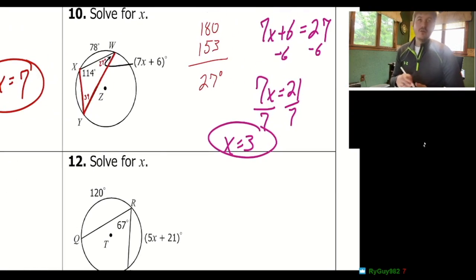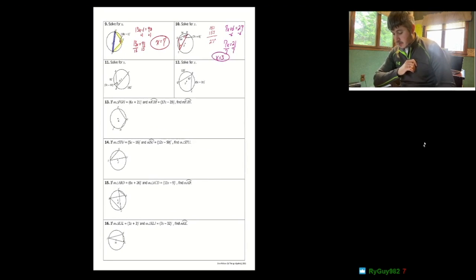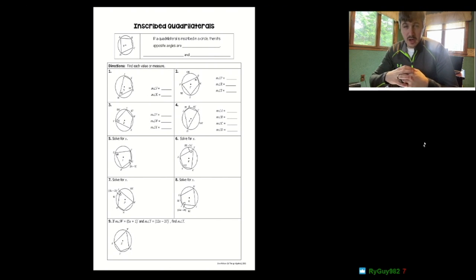Which I think is a good one to end the stream on. I only have about a minute left. So if there are any questions, please let me know. Like I said, I am going to practice some more of these tomorrow, just because I think it is an important concept. We do have another thing to go over, which is inscribed quadrilaterals.